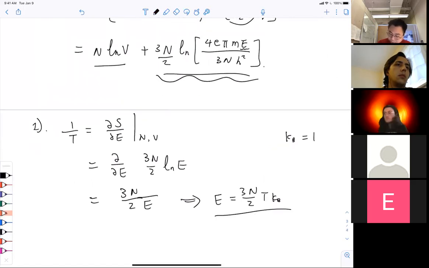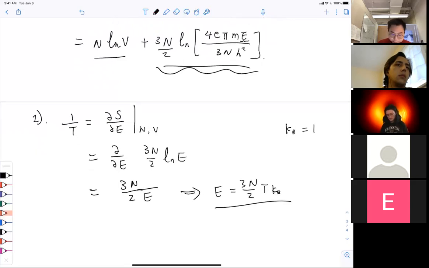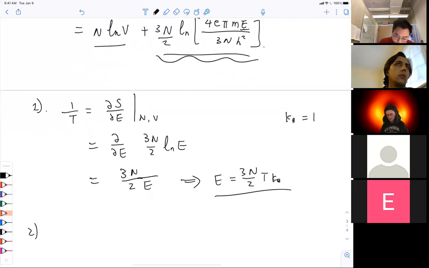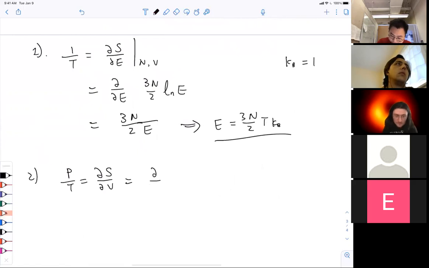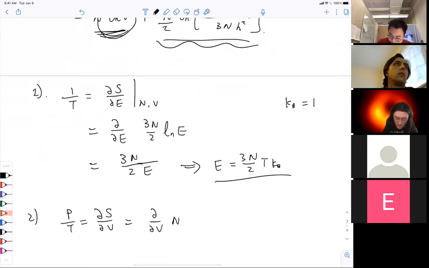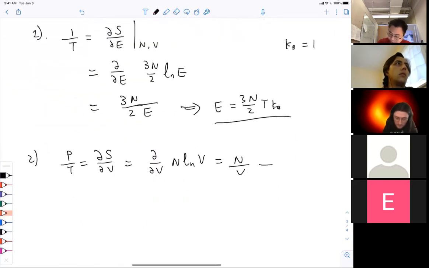This means the internal energy of this ideal gas only depends on the temperature T. Similarly, we can take this derivative. The volume only has its dependence in the first term, so it's easy to do. It's n log V, which gives n over V. So you can say this is the equation of state, PV equals nT, and we can restore the k_B.